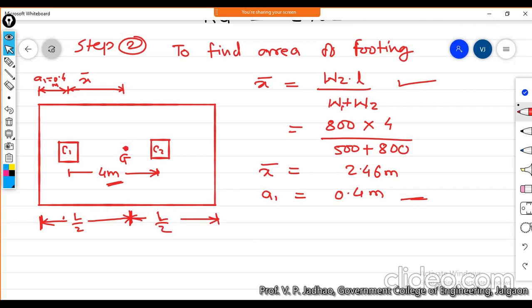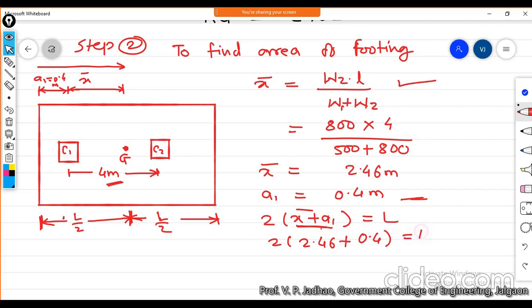Now we can write this equation like this also: 2 into x bar plus A1 is equal to L. Because this x bar plus A1 should be equal to L by 2. I am just taking the divided by 2 to the left hand side, so this equation is obtained. Therefore, 2 into x bar, which is 2.46 meter, plus A1, 0.4 meter, is equal to L. So we get the value L is equal to 5.72 meter.